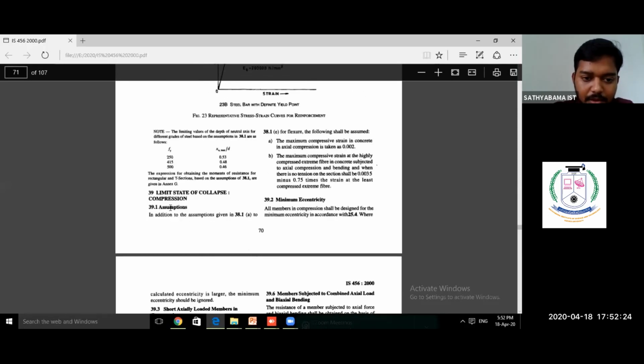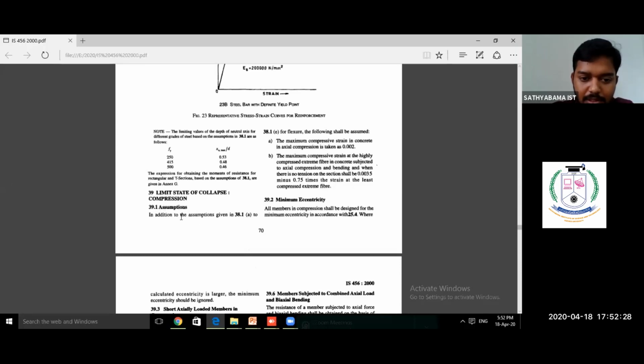So the assumptions are given in clause 39.1. In addition to the assumptions given in clause 38.1, points A to E for flexure. Flexure means whatever assumptions you have made for designing the beams. That is, points A, B, C, D, E are also applicable to columns. And apart from those 5 assumptions, we have 2 more assumptions, A and B.